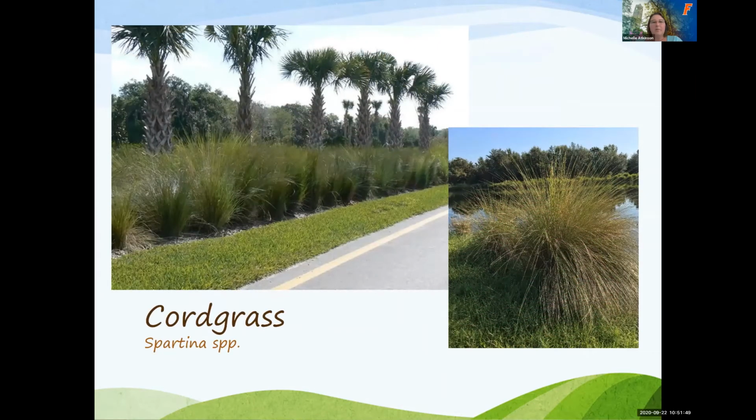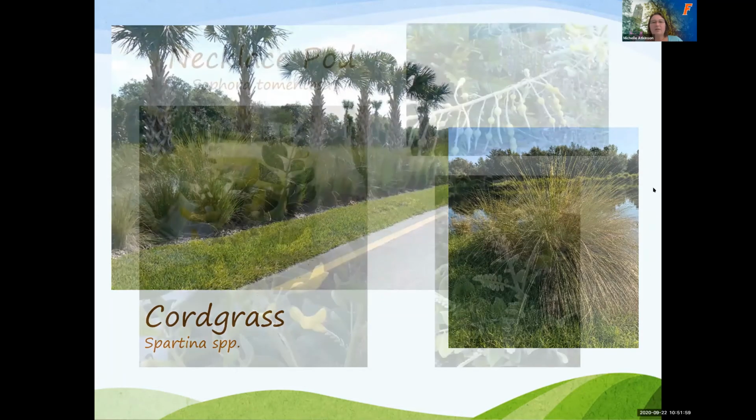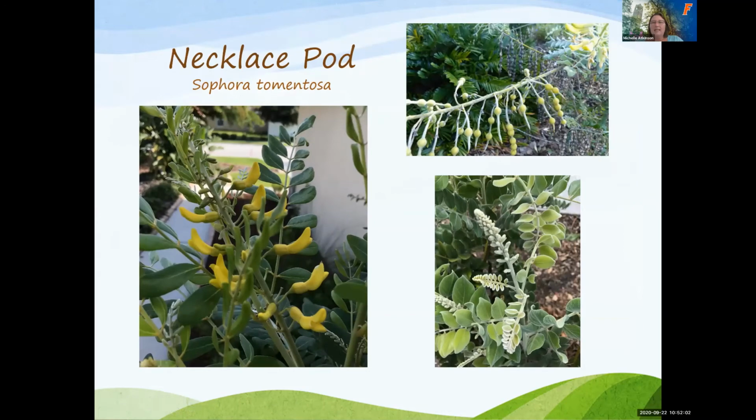Cordgrass, another ornamental grass that can be utilized. This one stays green. It's a clumping grass. Nice drought tolerant plant. Necklace pod is more on the shrub side. It can actually be a small tree as well. Good drought tolerant plant. You'll need to be considerate of site conditions in our area, however. If you're in Parrish, Myakka, Lakewood Ranch area, necklace pod may not be the right choice for you. It is a zone 10 plant.